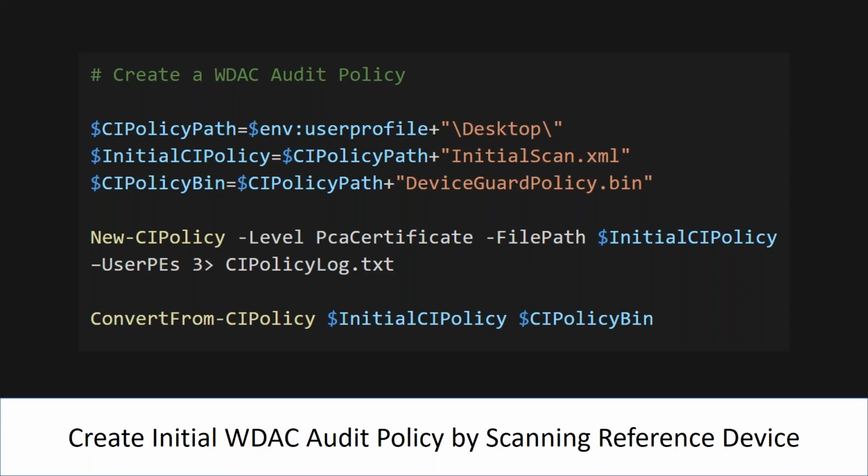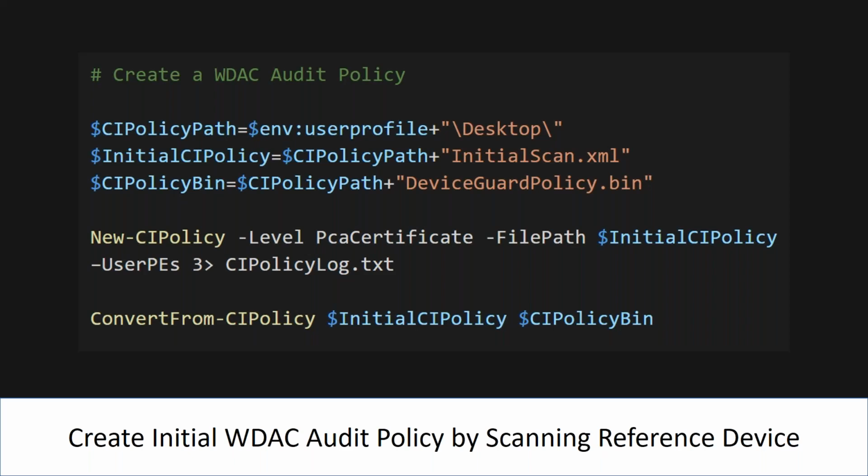So we use the New-CIPolicy commandlet to actually scan the computer, okay, to run this initial scan. And there are lots of different file levels that we can set. So you see the level parameter there, and it's set to PCA certificates. So we want to make sure that we're using only signed applications, and we're going to scan this reference device, and we're going to have a look to see which certificates are required to make sure that those applications are allowed to run. And it makes a list of all those certificates, and basically that's what it does, okay? So we will allow all of those applications to run on the device. And that generates the XML file.